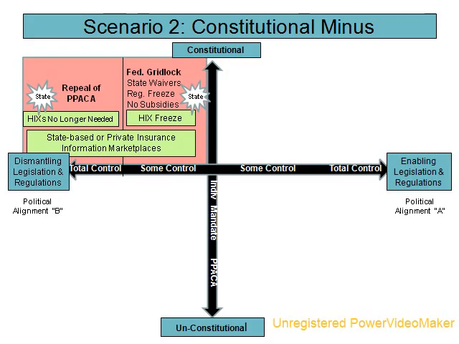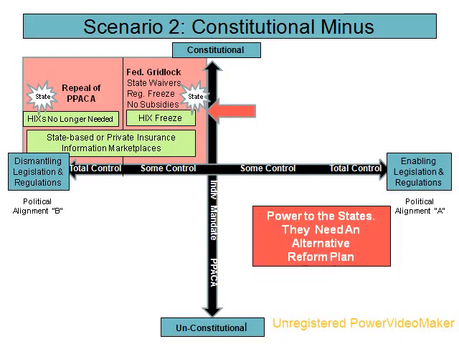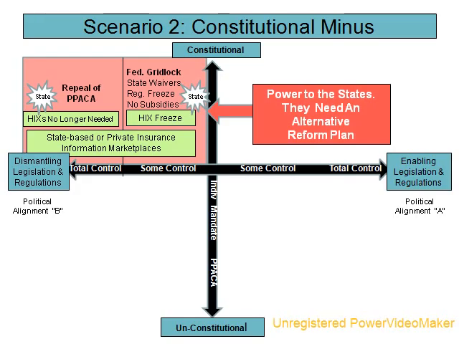In both of these scenarios, we think that the state is going to be under control. The federal government will either again be frozen or the PPACA goes away, even if it's constitutional, it doesn't have the political support, so it's repealed, in which case the control for healthcare reform reverts back to states. So in this case, the power goes to the states, and when it does, they're going to need an alternative health reform plan.